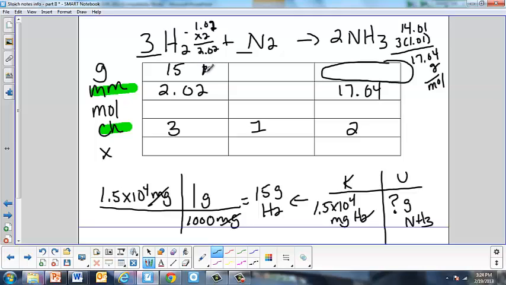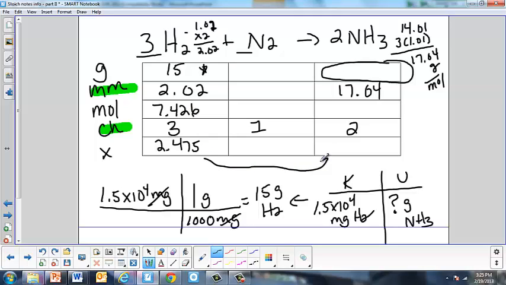So I'm going to start right here with the data that I was given. I'm going to go down the chart, I'm going to divide. 15 divided by 2.02 is going to be 7.426. 7.426 divided by 3, 2.475. I'm carrying extra significant figures here because it's going to ensure I get the right answer. Best way is to just leave this on your calculator.